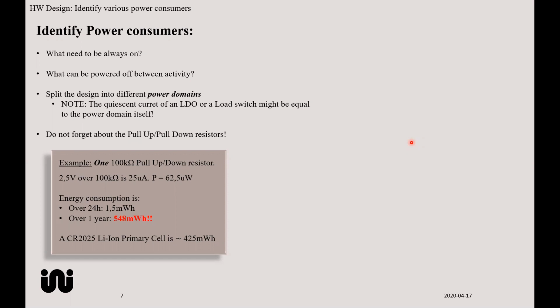If you calculate this over 1 year, that equals 548 milliwatt hours. That's even more than a CR2025 lithium primary battery cell, which has a capacity of approximately 400 milliwatt hours. And this was only one pull-up resistor. Let's say that the firmware forgot to initialize all the GPIO pins in the correct way. Then you waste the whole battery capacity over a year from one single resistor.